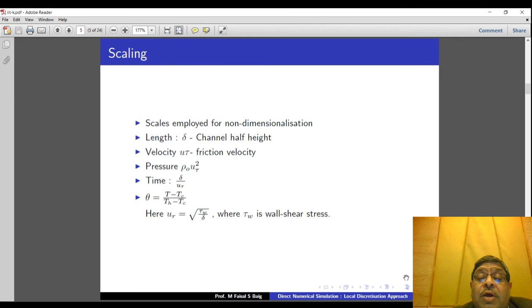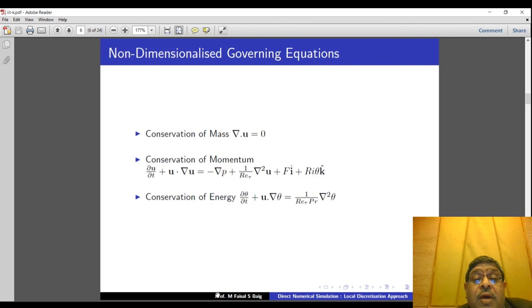Then we have the scales employed for non-dimensionalization. We have the length scale, and the velocity scale, which makes use of friction velocity. We have the pressure scale, time scale, as well as the temperature scale. Here, the friction velocity is given by the expression in the slide. The non-dimensional form of the governing equations is mentioned over here.